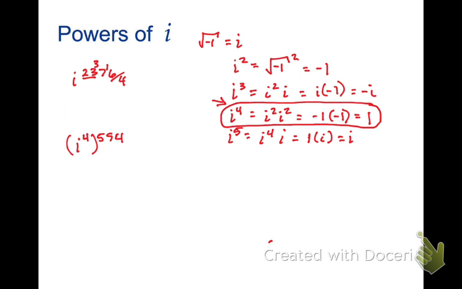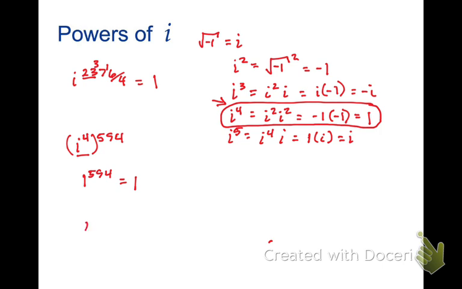So what is i to the fourth? 1. So 1 to the 594 is just what? 1. So this whole thing is 1. I was hoping it didn't go in there. I didn't do the math first. I should have. So what if it doesn't go in there?